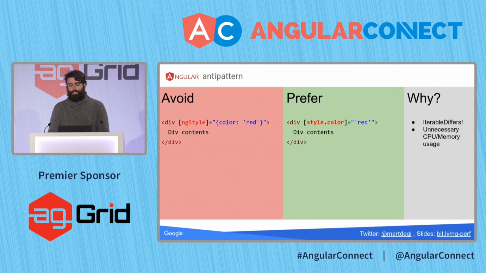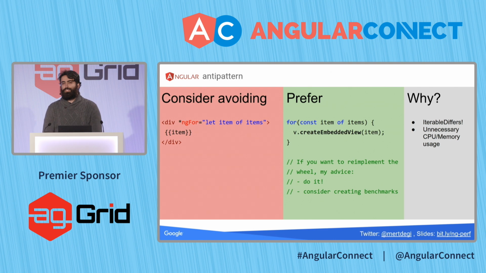Another example of this is ngStyle. And here we can just use a simple binding to achieve the same thing. And Angular won't need to use IterableDiffers. Again, if you have a table with maybe 1,000 cells, that would mean 1,000 IterableDiffers. And those 1,000 iterables have maps, objects, all kinds of data structures to diff just this simple object, which it doesn't even need to. So just keep that in mind.